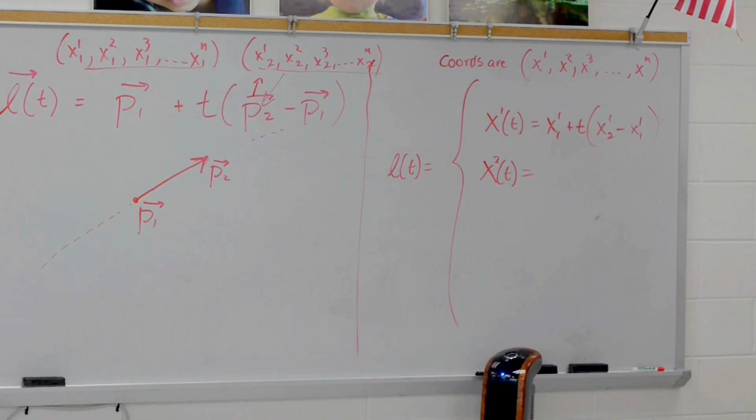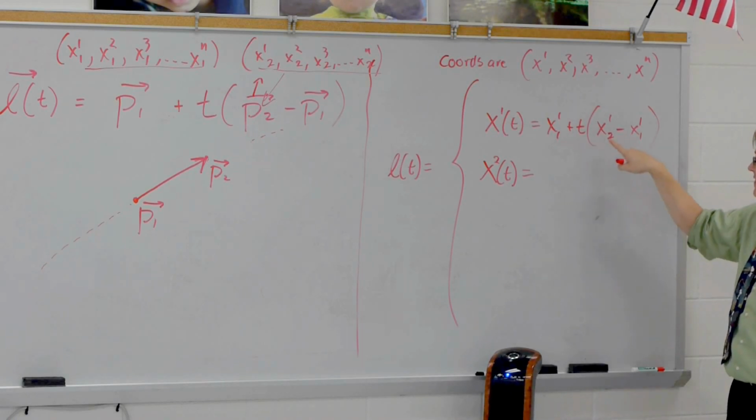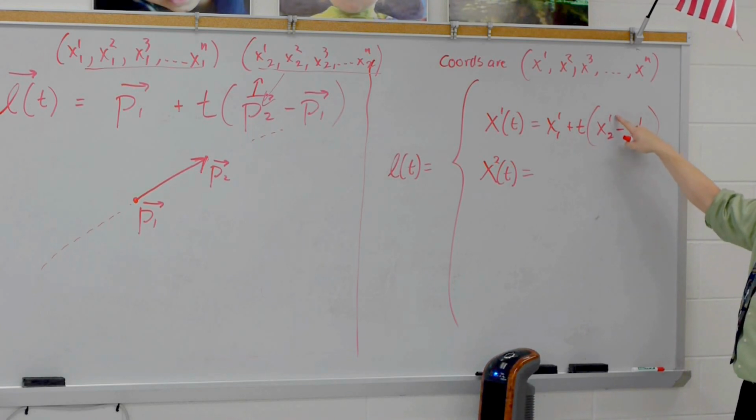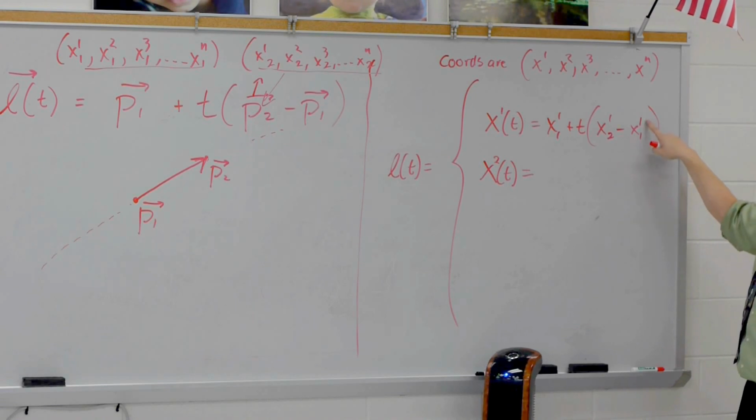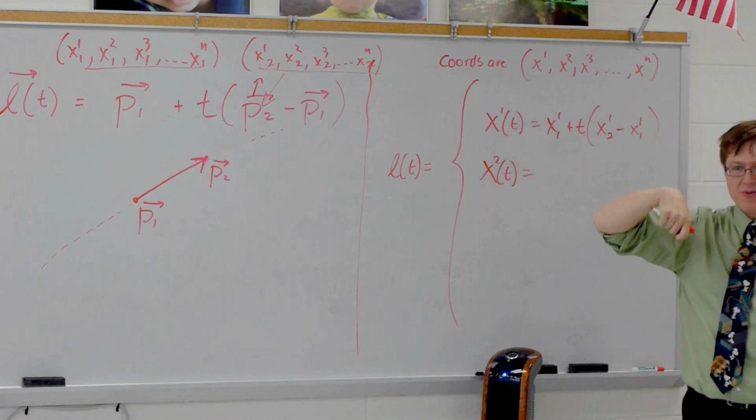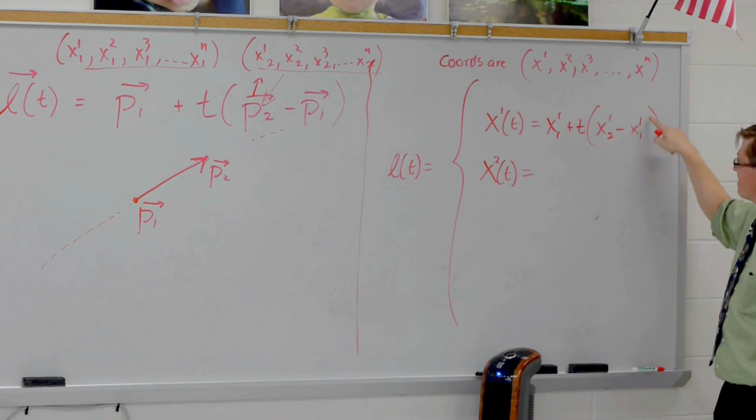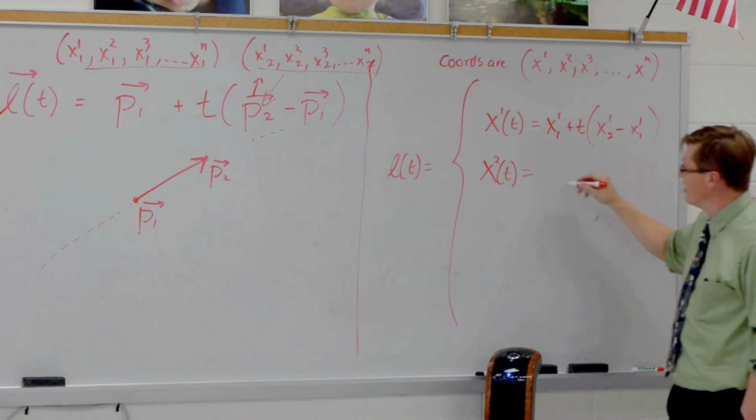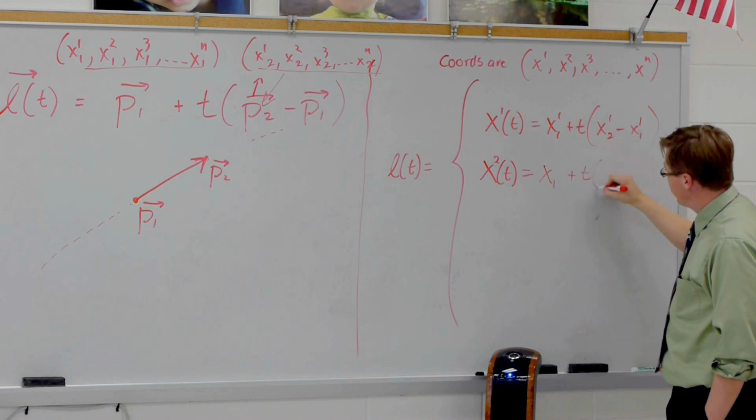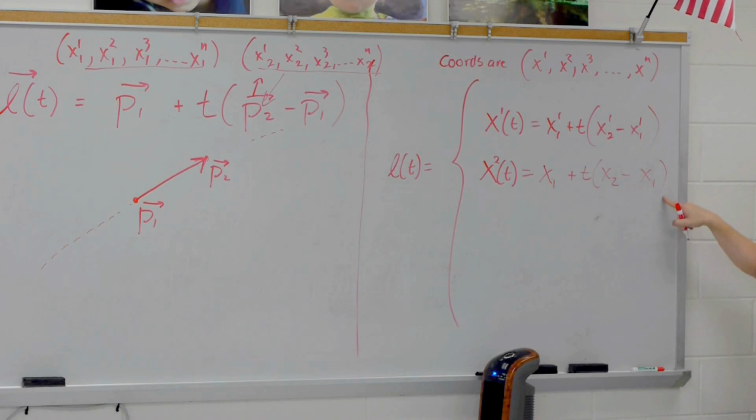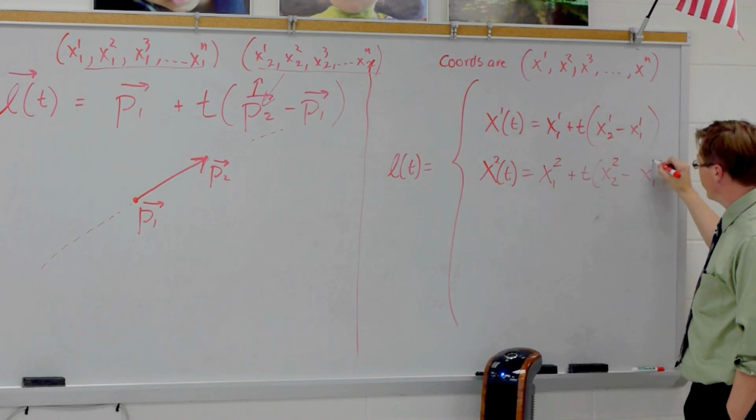So it'd be x21 plus t times x22 minus x21. Yes. Because which point it is, right, it's the first one plus t times the second one minus the first one. But which coordinate am I looking at? I'm looking at coordinate 2.